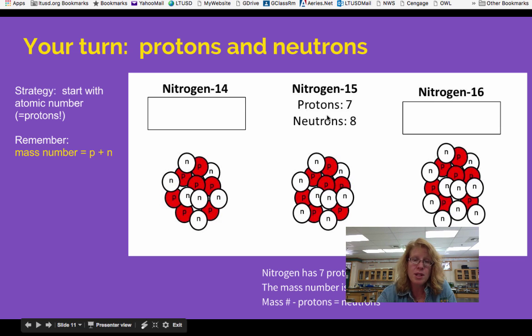So the strategy here: always start with the number of protons. Protons you know, because if you know the name of the element, you know the number of protons. So in nitrogen 15, I know 2 things all of a sudden. Number 1, it has to have 7 protons because it's nitrogen, and there have to be 15 total things in the nucleus. If 7 of those things are protons, the other 8 have to be the neutrons.